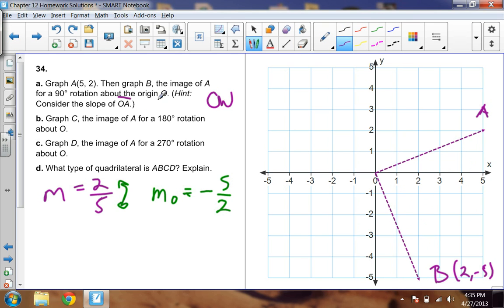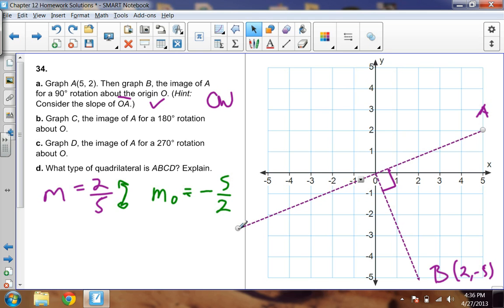Okay. Check that off. So now let's graph C, the image of A for a 180 degree rotation about O. So starting at A, we have to rotate this 180 degrees. So actually, I will mark this up again. If this is 90 degrees, another 90 would obviously be 180. But that means I basically take this line here and I straighten it out a little bit more. I just extend it out more. And it needs to keep the same slope, 5 over 2. And because this is point A, C is the same distance away on the other side. So C is right here.